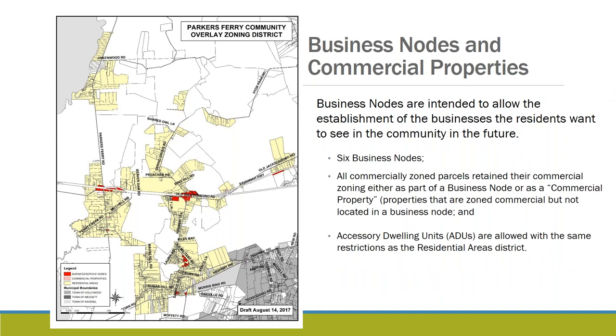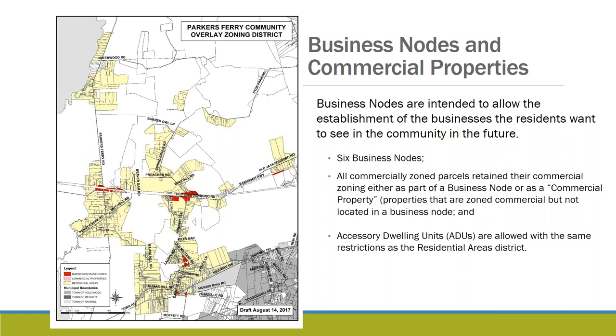This is the same map you just saw, but now we're going to concentrate on the business nodes and commercial properties. The business nodes, we identified their location in concert with the community, so they're where the community said they wanted them, and then we did a lot of work on the types of uses that the community wanted to see in this area. We came up with these six business nodes. All parcels that were in a commercial zoning district previous to the overlay retain their commercial zoning.